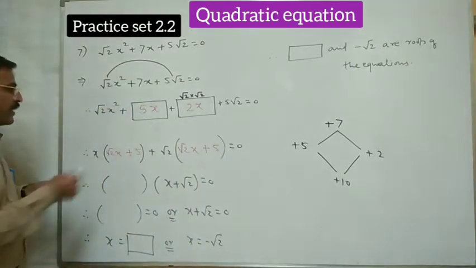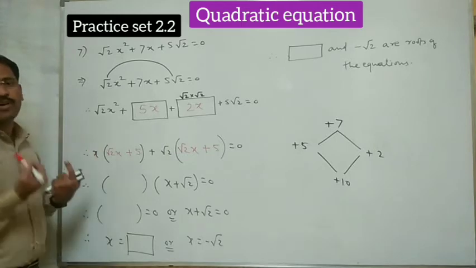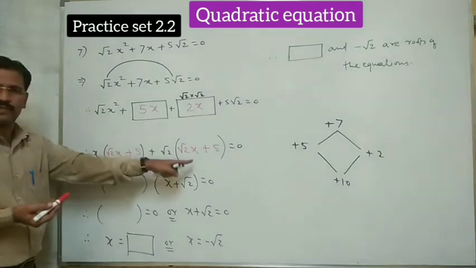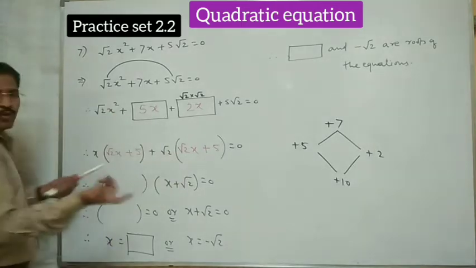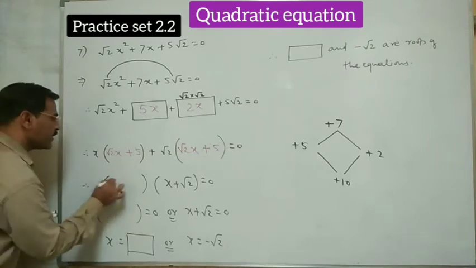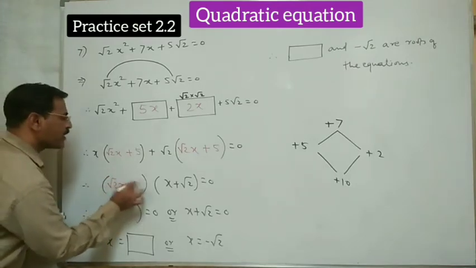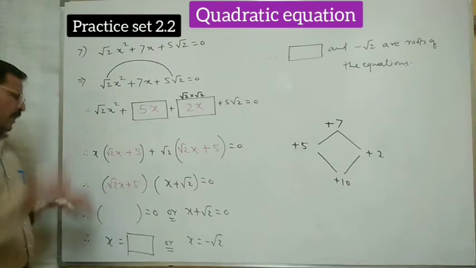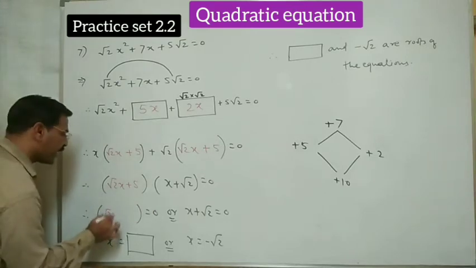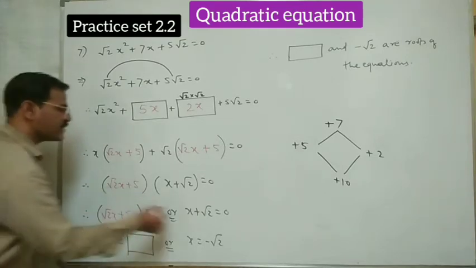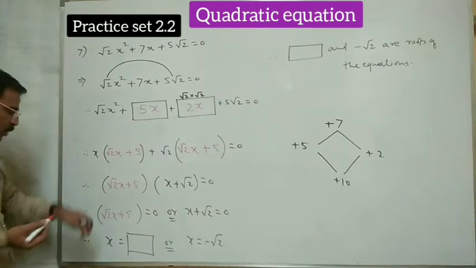Now check whether both have the same bracket or not. Yes, it is. So that bracket as usual we will take common here. This is root 2 x plus 5, and this is as usual. Now that first bracket may be 0, or the second one may be 0. Now what do we get here?